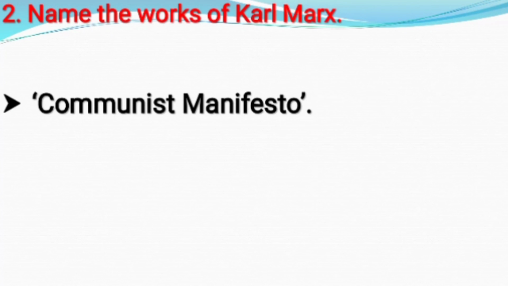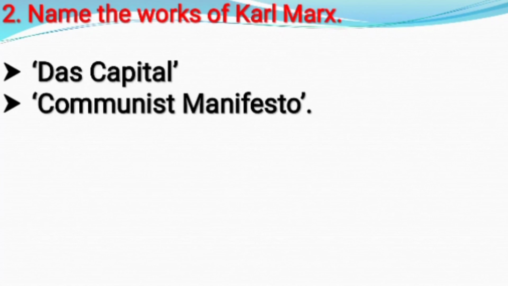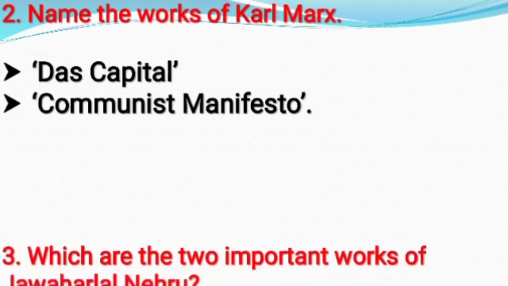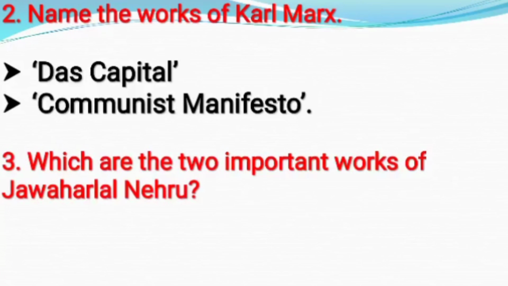Then question number 2. Name the works of Karl Marx. The first one, Das Kapital, and the second one, Communist Manifesto. Das Kapital and Communist Manifesto are the 2 important books written by Karl Marx.